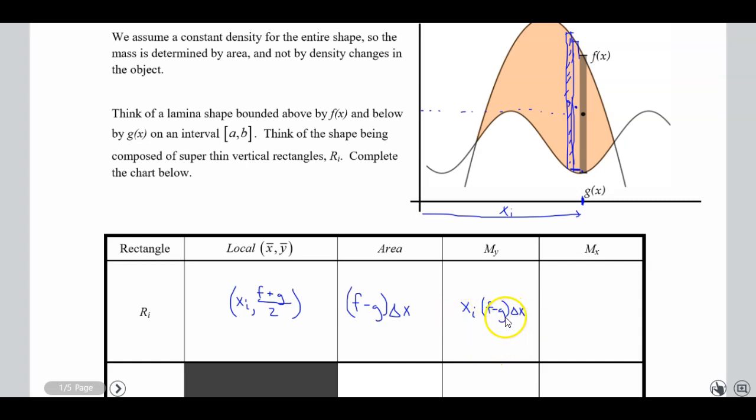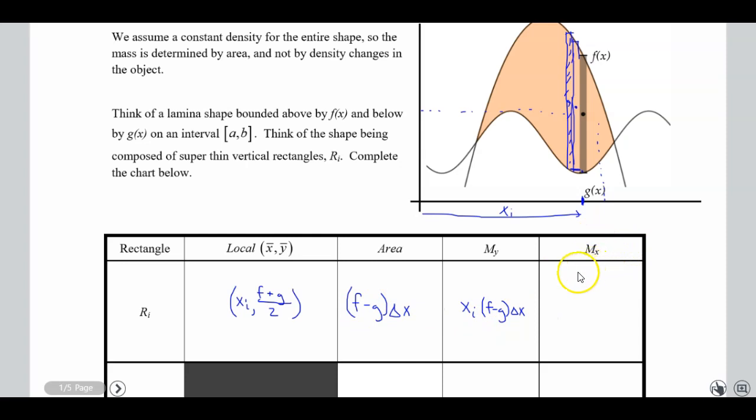So that is the moment of that particular rectangle from the x-axis, right? So we're coming from the x-axis up, this mass times distance. And for this one, we're just going to take this y value, right? This f plus g over 2 times my area.